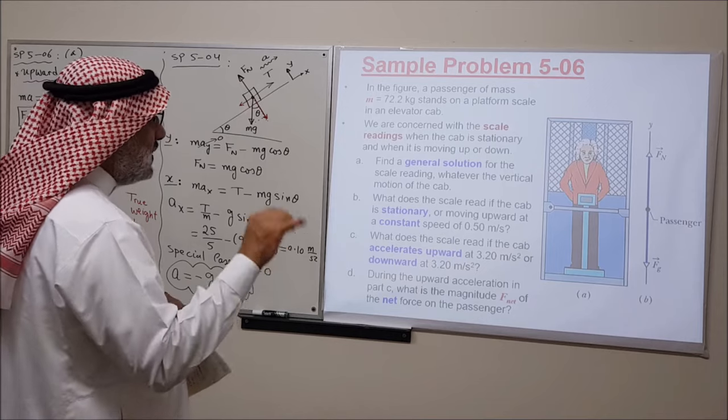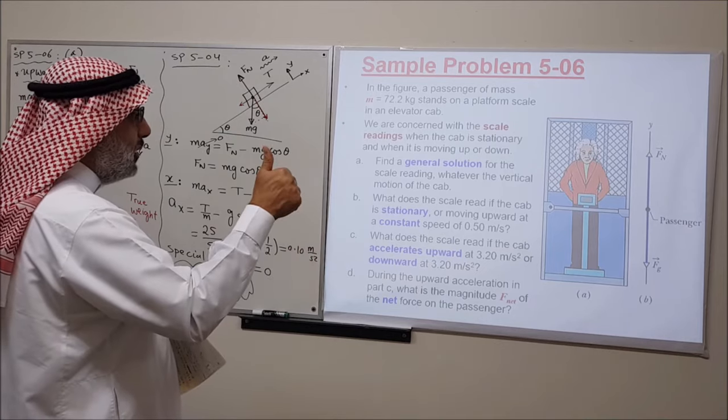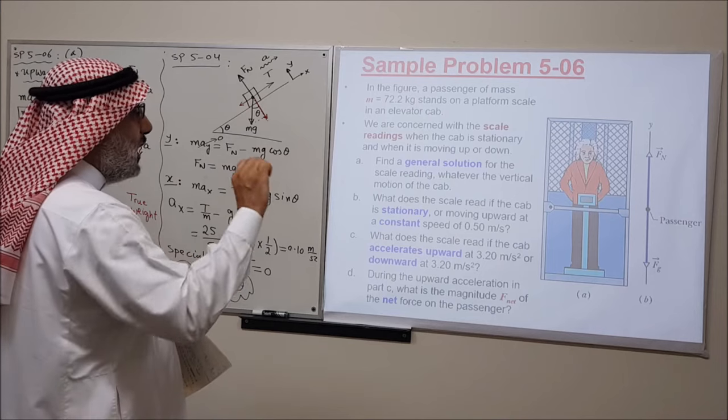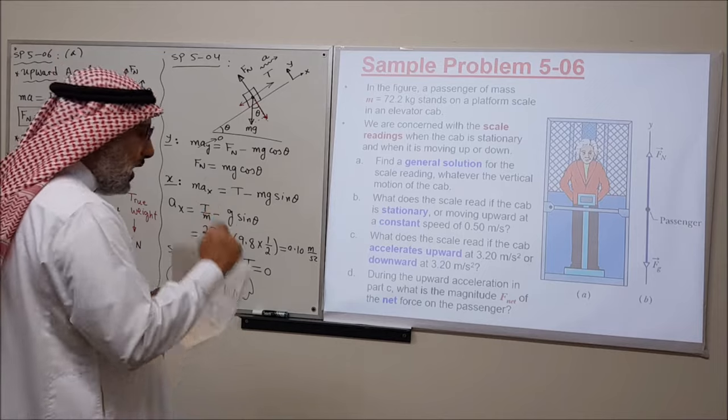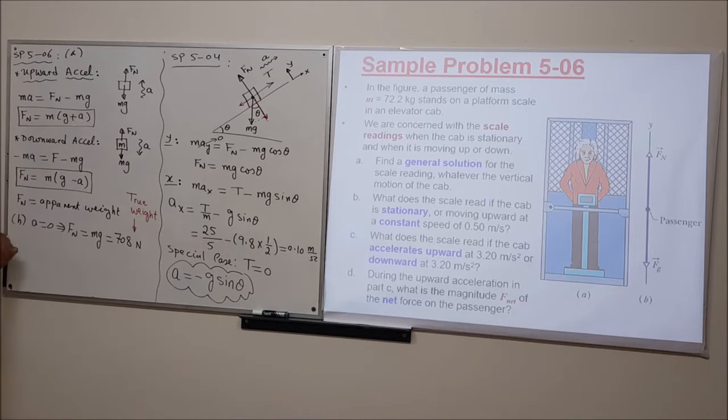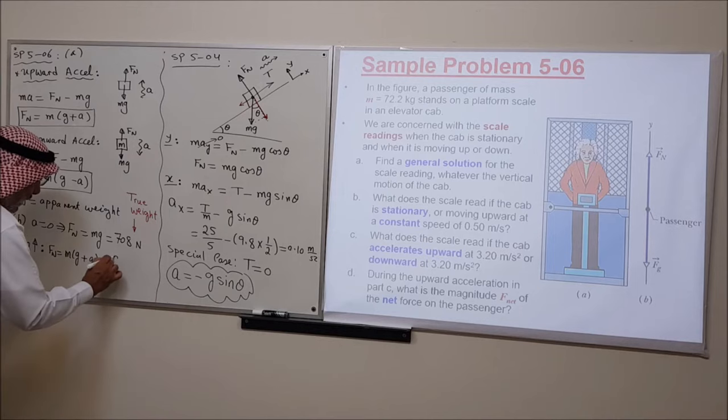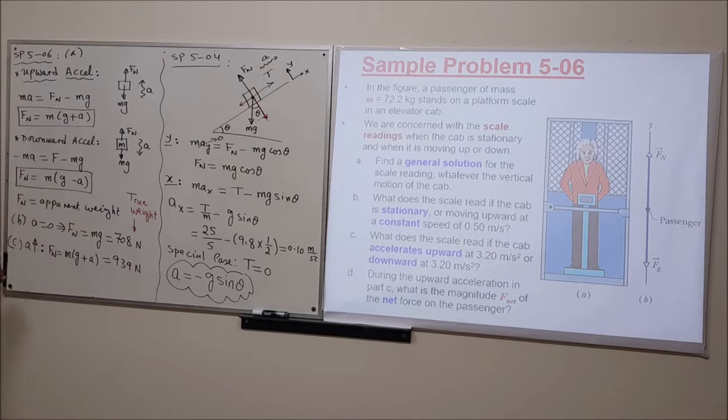Part C. What does the scale read if the cab accelerates upward at 3.2 meters per second squared or downward at 3.2 meters per second squared? Now we have acceleration. So let's see what will be the reading. If it is accelerating upward at 3.2, then the equation we use is this one. Fn will be equal to m into g plus a, which is 72.2 times 9.8 plus 3.2, and that will be 939 newtons.